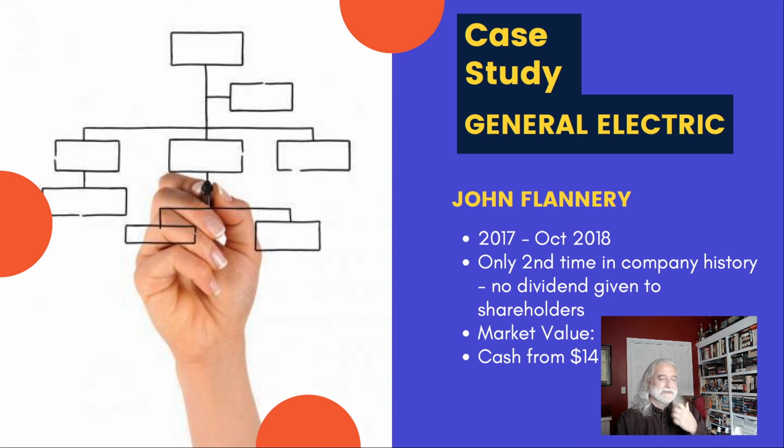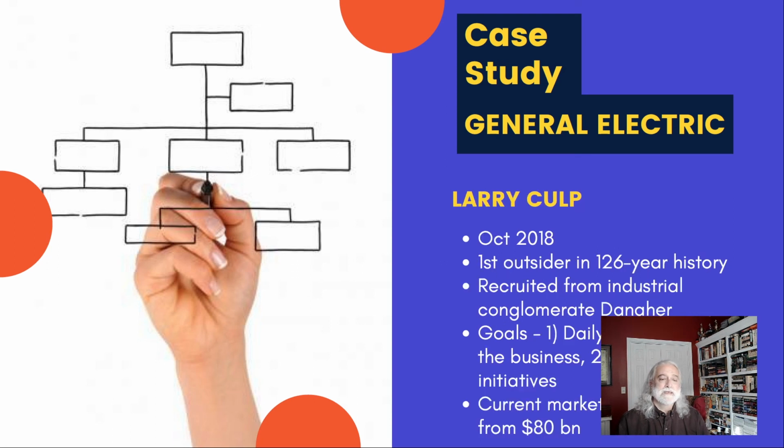John Flannery, internal GE, had some nice ideas, or did he? Tried to go about change, but was he effective at some of the concepts in Kotter's change model? Flannery was replaced by Larry Culp, and for the first time in the history of General Electric, the company went outside, and they recruited Larry Culp from the industrial conglomerate Danaher.